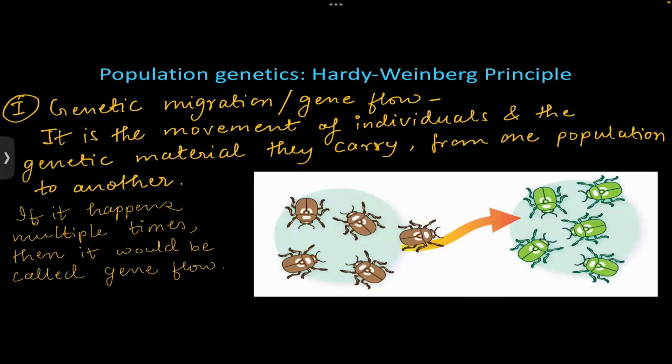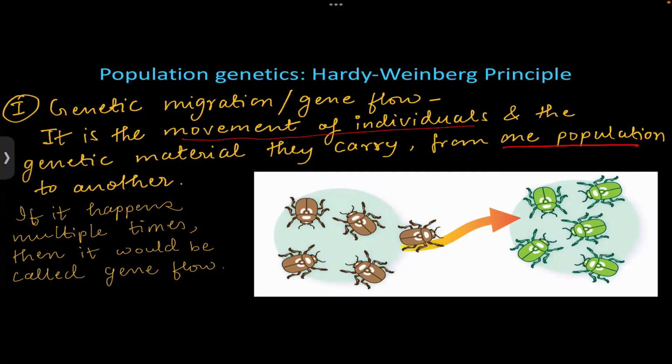What is gene migration? Gene migration refers to the movement of individuals, one or more individuals, from one place to another place. Initially they belong to one population, and then because of something, they decide to move to another population. When they are moving, they are also carrying genetic material. So in the original population, some alleles are lost because of this movement, whereas in the new population where they have moved, new alleles have been added.